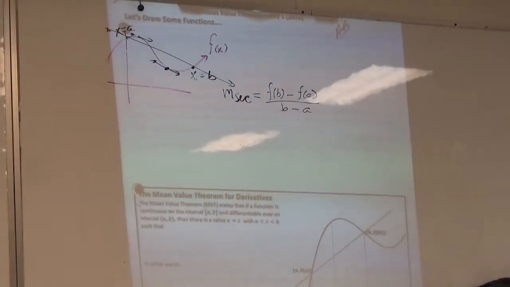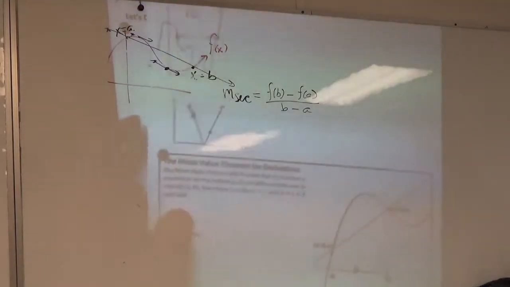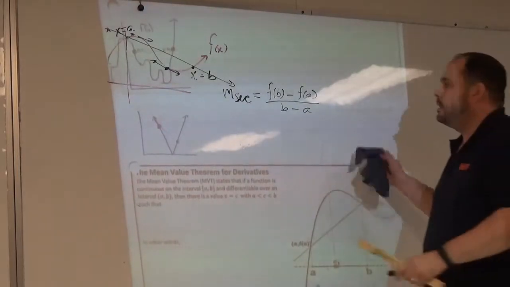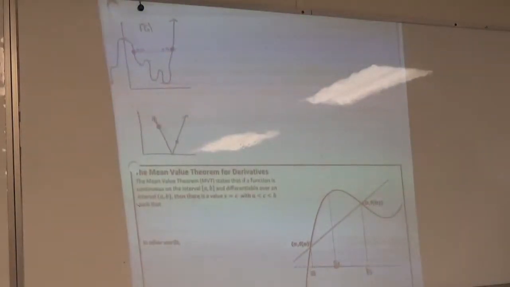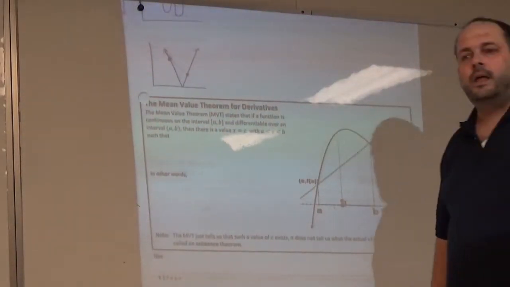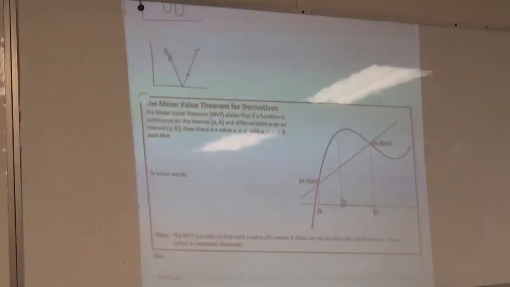What you got? Okay, look at Marvin's example. If I could interrupt the conversation just for a second, let's look at Marvin's example. Does that work? No. Is this an example of a function where you've picked two points, you've created a secant line, and you can't find a tangent line with the same slope?